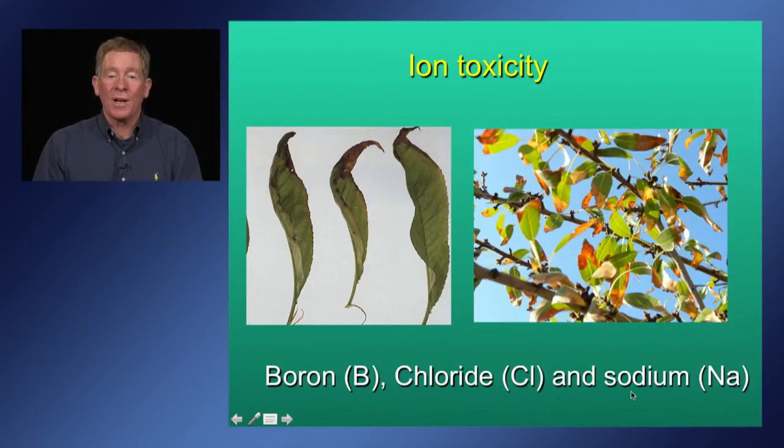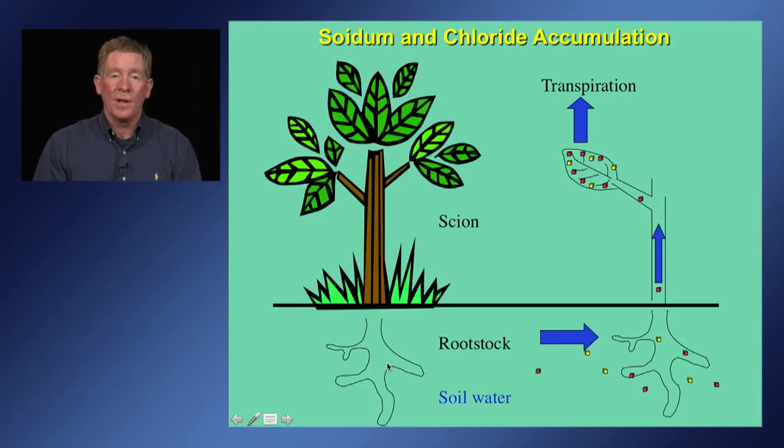Chloride and sodium toxicity, on the other hand, can accumulate and be transported up to the leaves and produce injury. So how does this actually happen? In the soil water, I mentioned that plants generally like to take water up and leave the salts behind, but they can accumulate certain amounts of salts, both sodium and chloride, into the root tissue, and it can go up through the transpirational stream and accumulate in the leaves.